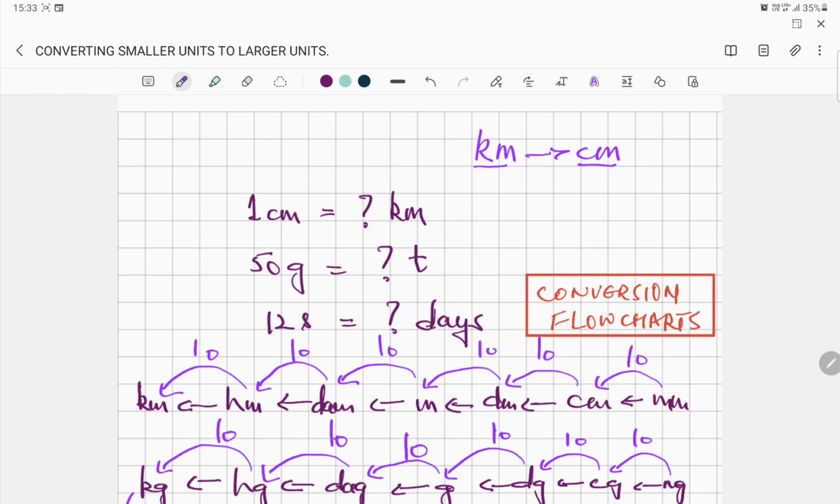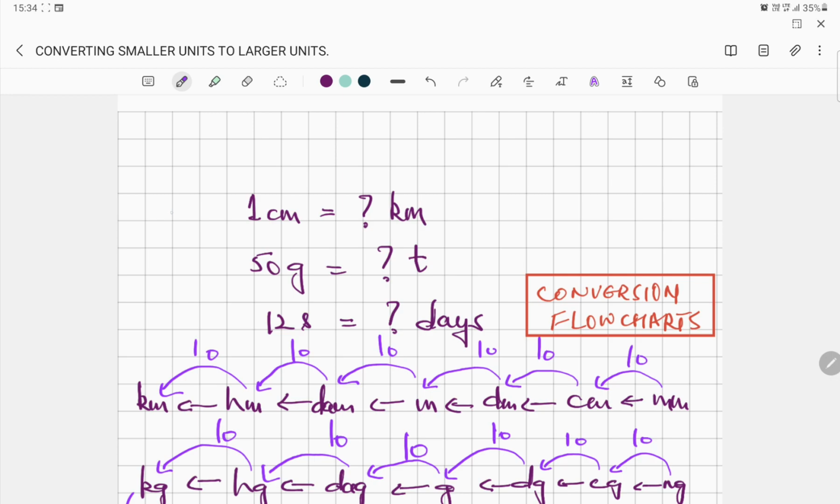Now we discovered a formula which is denoted by VL times CF, which is the value of the larger unit given to us multiplied by the conversion factor. So far we've used this particular formula to convert any large unit into any small unit. But in this video we will learn how to go the other way around, which is how to convert a smaller unit into a larger unit.